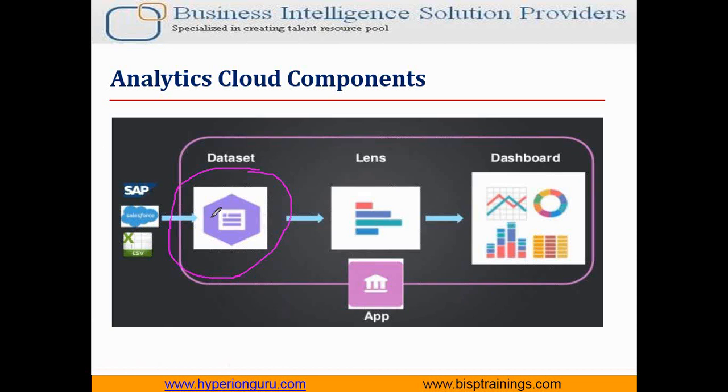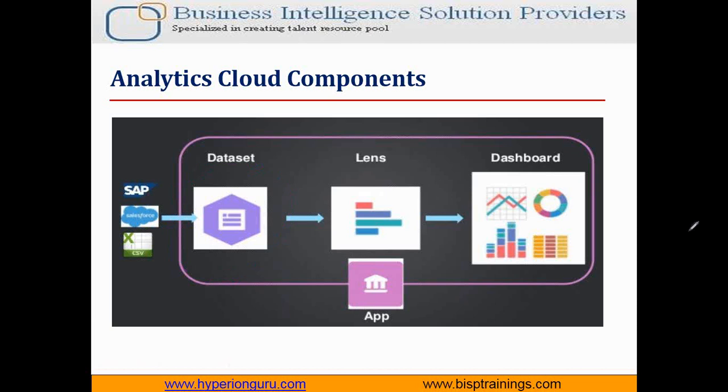So datasets basically hold the information. For example, it could be a list of opportunities or a list of users. You may also have an augmented dataset, which basically combines two datasets into one. For example, we can have opportunity line item and opportunity information and combine them to form a single dataset.